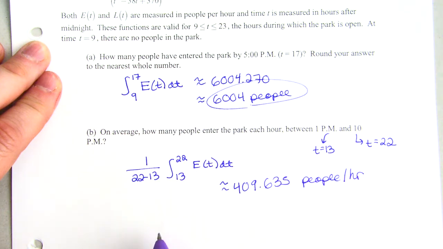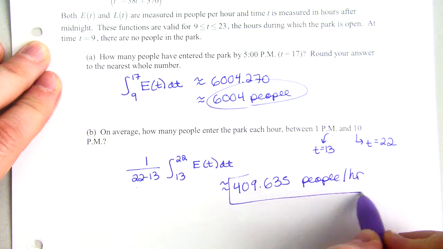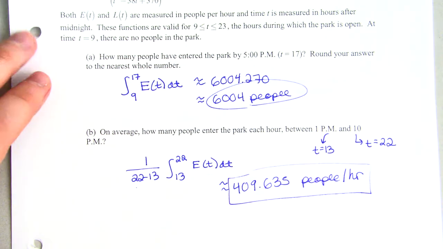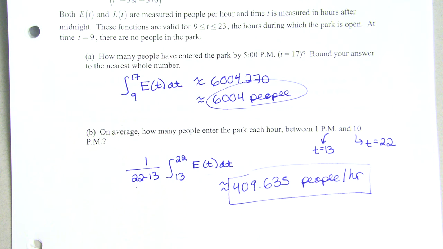You integrate it, you get people. You divide by the time, it's now people per hour once again. About how many people entered the park each hour? About 409.635 people per hour. Yes, decimals are okay here because it's a rate.